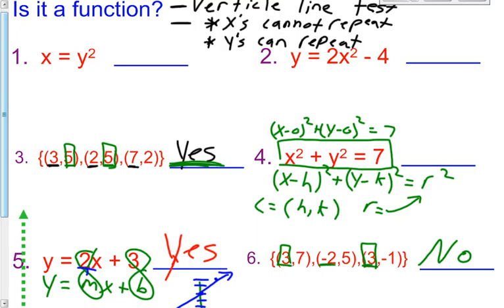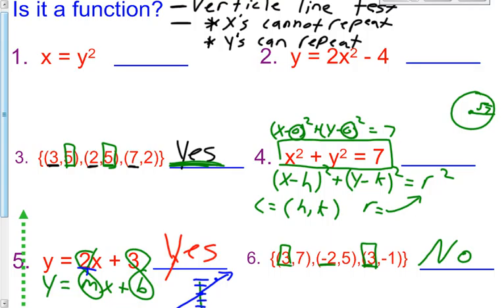So what type of a graph does number 4 look like? Number 4 is actually a circle. It has its center at (0, 0), and then the radius is the square root of 7. So more than 2 units, but less than 3 units.